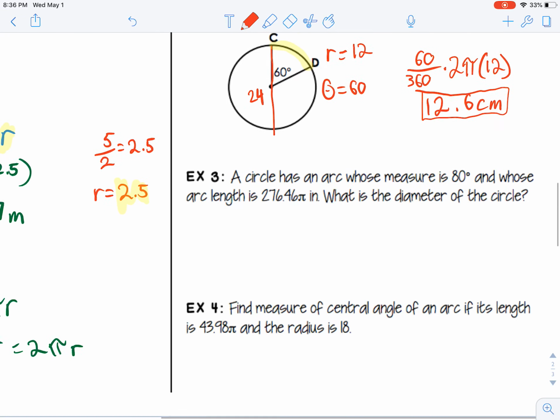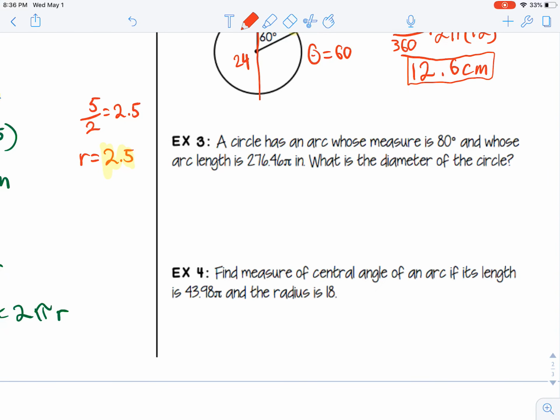Alright, so let's go down to some words here. Okay, so this next example, a circle has an arc whose measure is 80 degrees and whose arc length is 274.46 pi inches. What is the diameter of the circle? So with this problem, they're having us work backwards. We won't really be doing this, but I'll show you guys how it works.